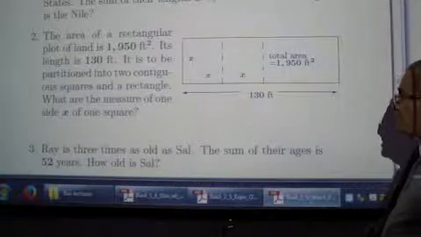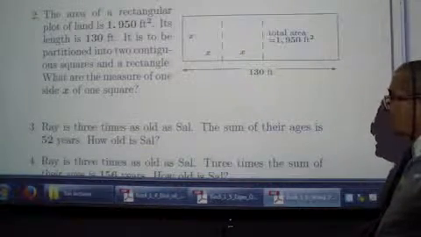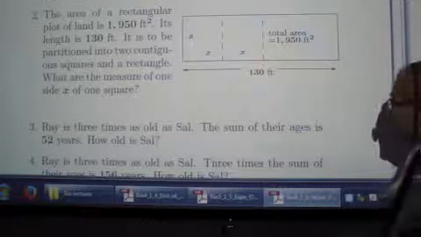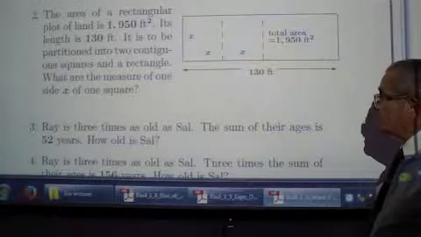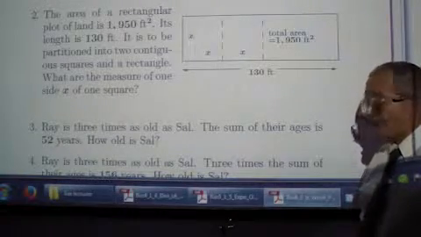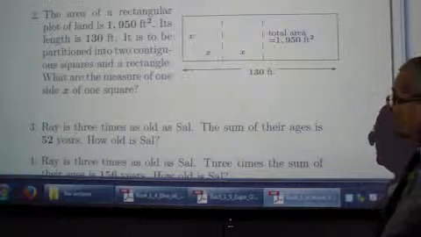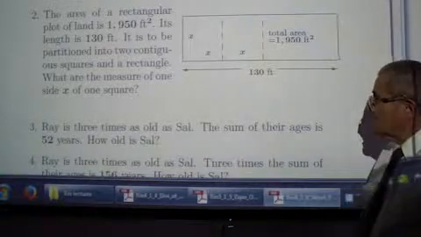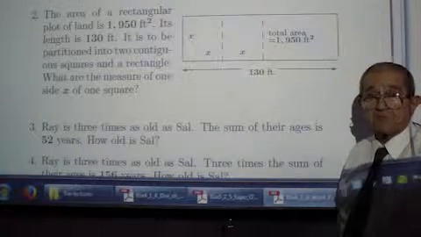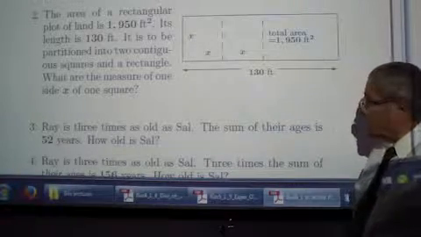Then Ray is 3 times as old as Sal, and the sum of their ages is 52. How old is Sal? That sounds like a familiar problem. Remember, you know the answer. You know how old Sal is. Good old Sal. How old are you? I imagine the number is less than 52. It has to be. How much less? Well, I'll tell you next week.